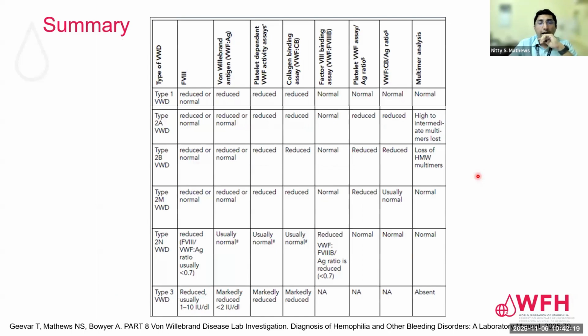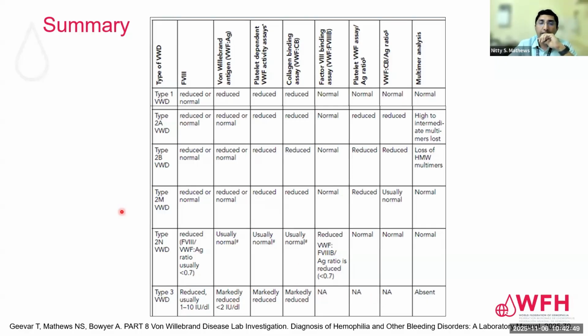Therefore, to summarize, I will go by this table, which is available in the manual. Just briefly, you have your quantitative defects. Type 1 is a partial reduction, where you have reduced or normal factor VIII levels with reduced activity and antigen, normal ratios, and normal multimer pattern. At the other extreme, type 3 is a complete absence, where the factor VIII level is markedly reduced, with almost undetectable levels of antigen and activity, and we do not look at ratios here.